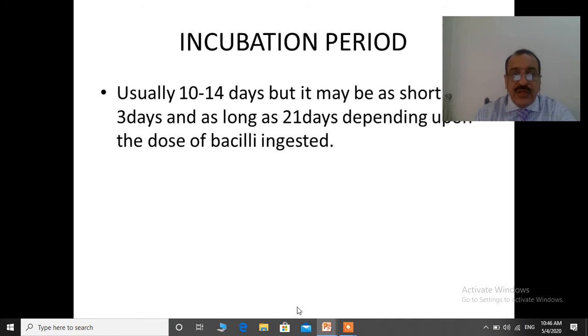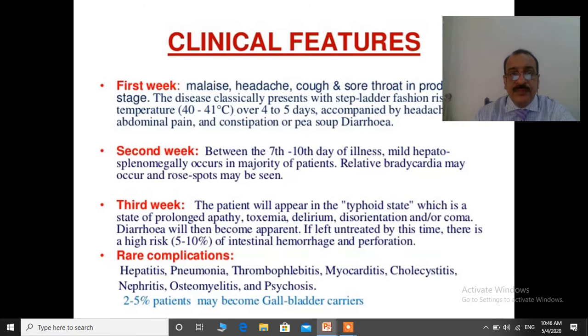The incubation period I have already discussed. It is 10 to 14 days. It may be as short as 3 days or as long as 21 days, depending upon the dose of bacilli ingested by the person.